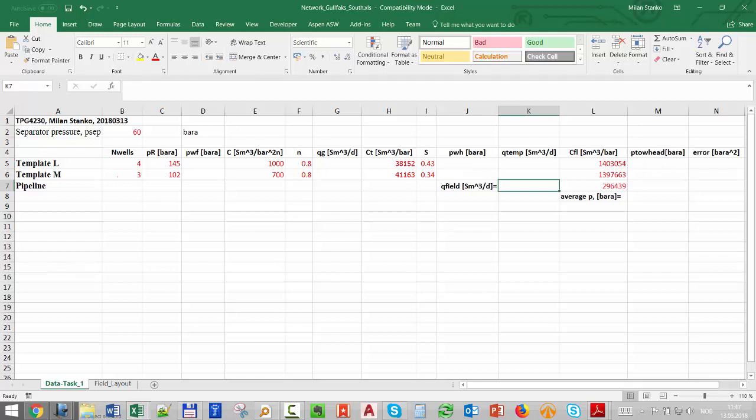And of course, you have 4 wells in one template, 4 in the other template. So what do you think? I know I have to make an assumption. Okay, it's an iterative process. So what do you recommend to do first to tackle this problem? You know that you will have to assume a pressure, right?